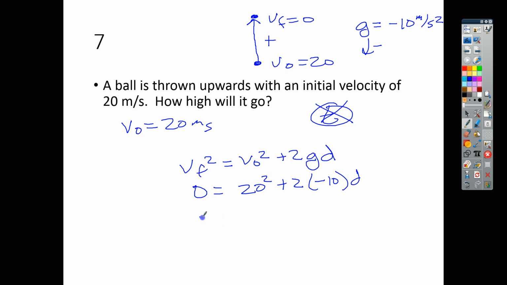20 squared is 400, so I'm going to move it to the other side. Make it negative 400 is equal to negative 20 times d. So our distance here is 20 meters. That's how high that ball would go. And that is your answer for number 7. It would be letter E.